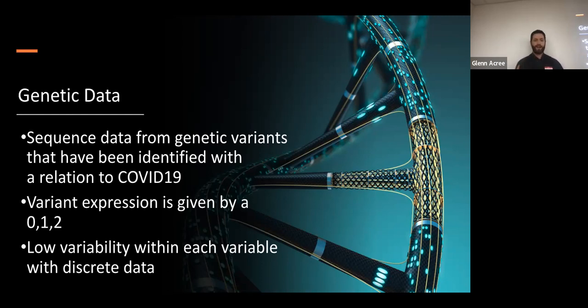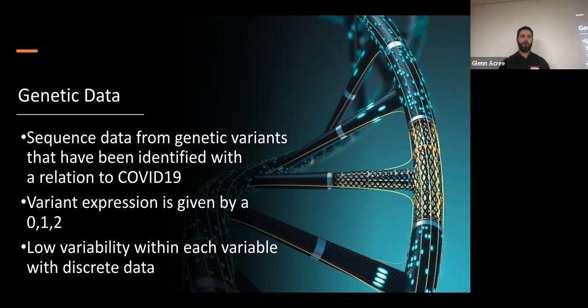So genetic data needs to be treated very separately because of how it's structured. We have a lot of variables that have very little variability between them that we're pulling. So in general, what we did here is we have sequence data from genetic variants that have been previously identified with COVID-19. Either they were related to COVID-19 hospitalization or COVID-19 contraction. Then we took those pre-identified variants from other studies and pulled just those genetic variants to see what patients had them. And if you had that variant, then we would try to measure its expression.